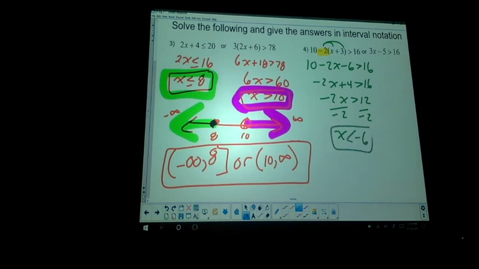Flip that over. There's my first one. Notice the sign flipped over because I divided by a negative number. Awesome. All right, second problem.